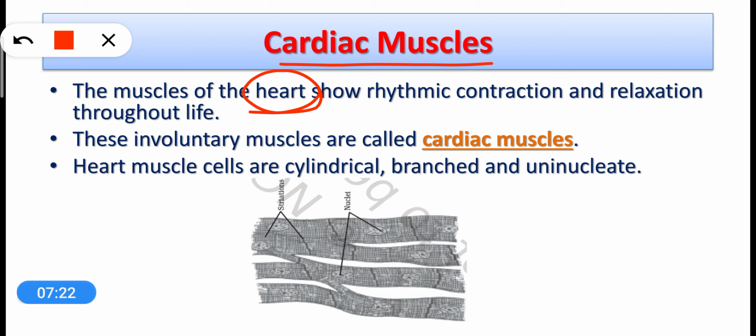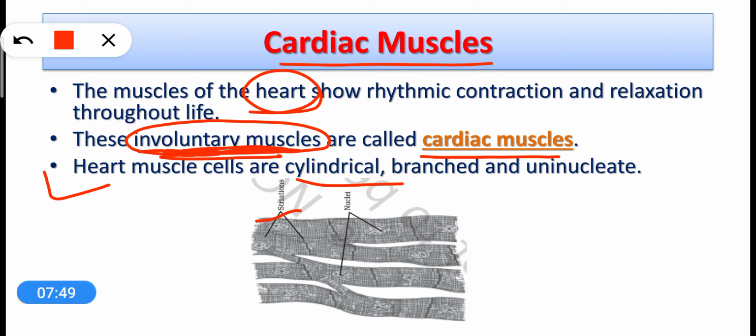However, you know that the movement of the heart is also not under the control of our will, meaning we cannot initiate or stop the movement of the heart wall, right? So these muscles are also involuntary muscles. However, they are not simply called involuntary muscles, but the cardiac muscles are also a type of involuntary muscles. If we talk about the structural features of the cardiac muscles, then they are cylindrical.